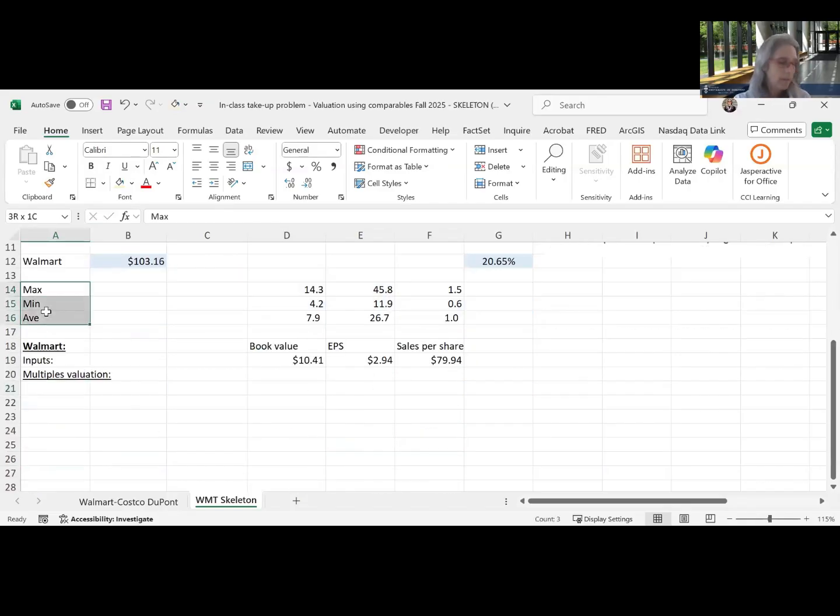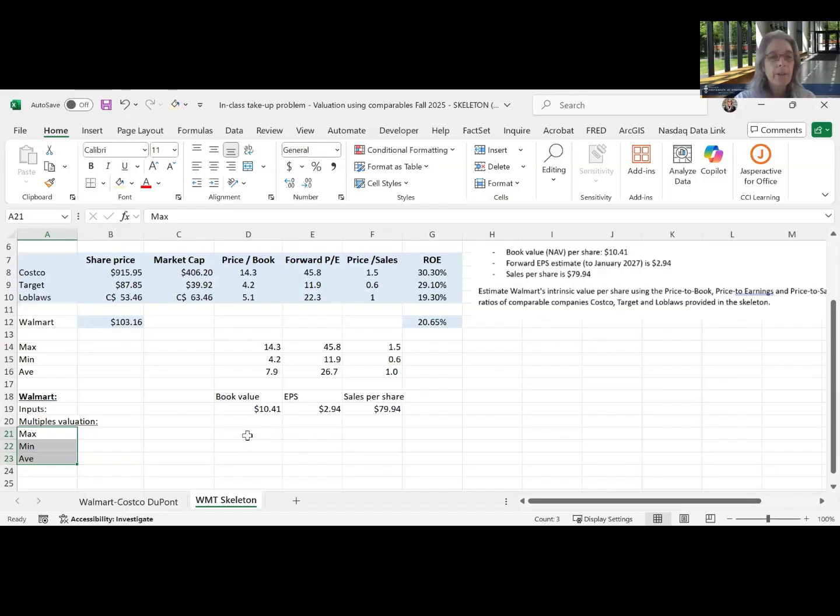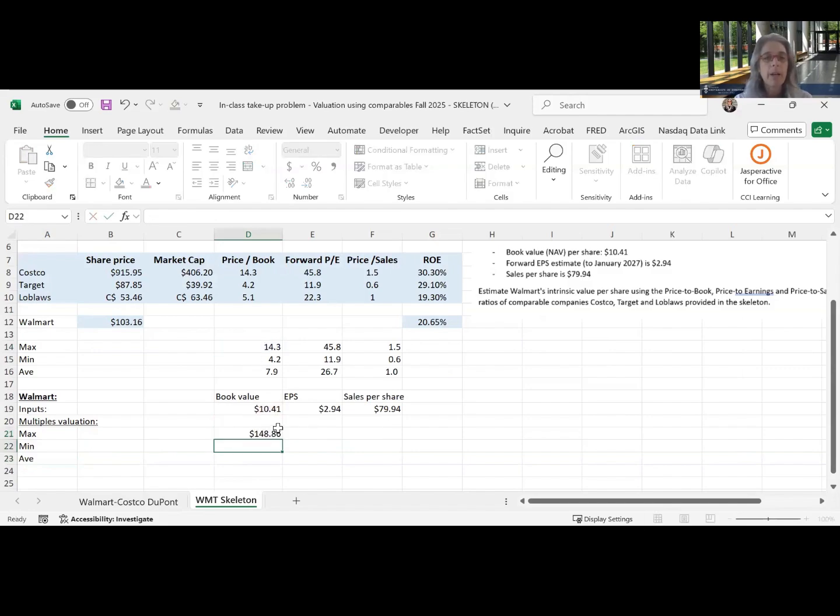So the same that I had above. If we look at book value, which I talked through earlier, if Walmart is trading at 14 times book value, so that would be 14 times its book value of 1041, it would have a share price of $148. If it was trading at 4 times the minimum of the band, it would have a share price of $43. And if it was trading at the average of its peer group, it would be 7.9 times book value.